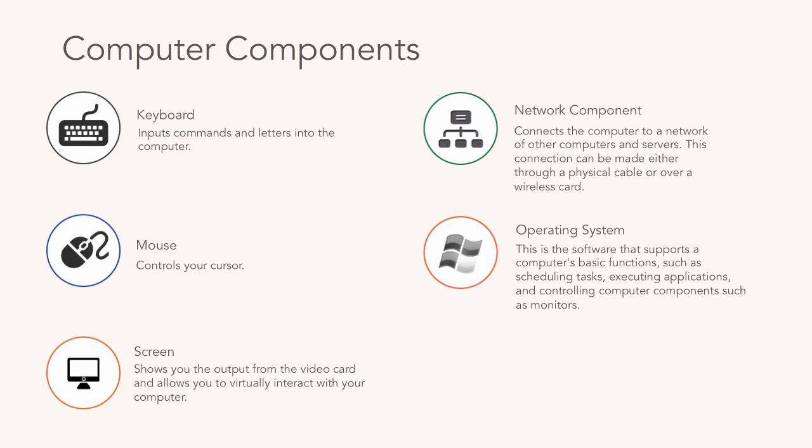Next, the operating system. Super important, the operating system. This is the software that supports all the computer's basic functions. It is the most important program that lives on your hard drive and runs your computer. It does all the kind of boring stuff that you probably don't care about, like scheduling tasks, executing applications, and controlling all the computer's peripherals and hardware via things called drivers. So the CPU and the operating system, if your CPU is your brain, your operating system is the personality and all your memories that go along with it. So they're very, very important. And again, we'll spend more time with that in a bit.